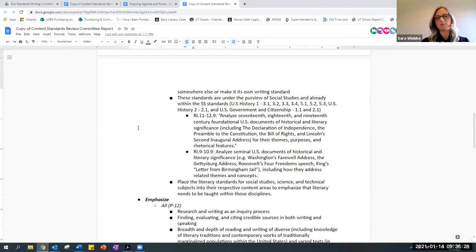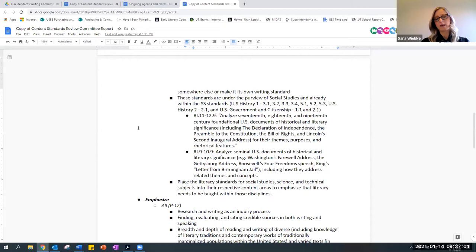And when I say we, I mean the committee, not me, speaking on behalf of them. The committee really felt like these belonged in the social studies standards. As you all know, in our current standards, we have some science and social studies specific standards. The committee really felt like those need to be put within those actual content area standards, rather than housing science, social studies, and ELA standards all in ELA. They felt that they would be better taught by the content area expert to really provide that historical context.